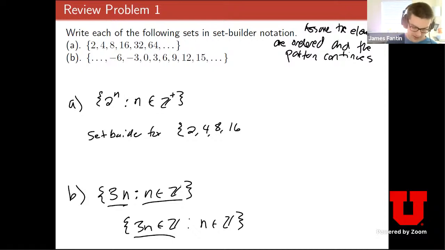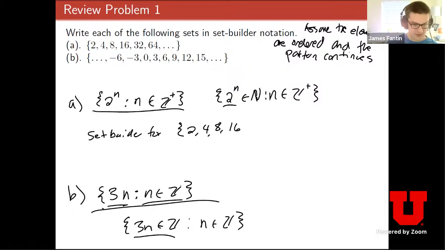This would be the same set as if we did it like this. It would also be acceptable. We're just adding an additional specifier that whatever we're putting in comes from the integers. But it's unneeded, though the book adds it sometimes. So if you want to add it as well, that's perfectly fine. But both of these are perfect answers as well.